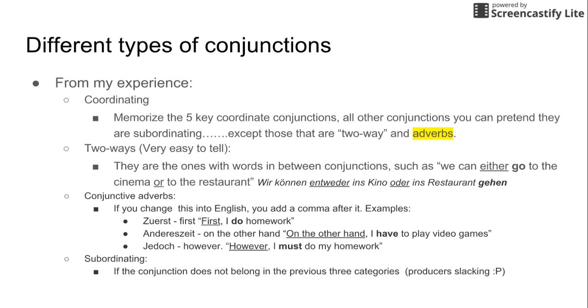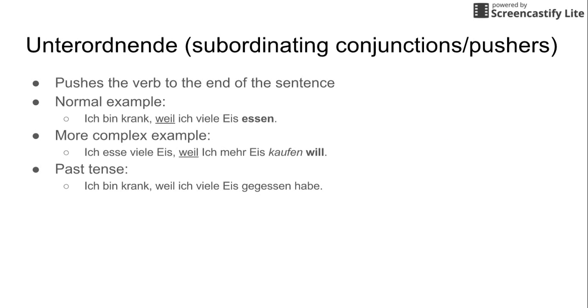So, we have talked about how to do a coordinating conjunction. So next is subordinating conjunction. Basically, it pushes the conjugated verb all the way to the end of the sentence, all the way to the end of the thought. As seen by the easy, normal example, ich bin krank, weil ich viele Bonbons esse. I'm sick because I eat a lot of candies. That's actually a lot of ice cream.